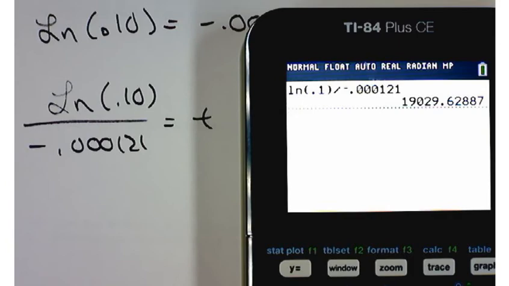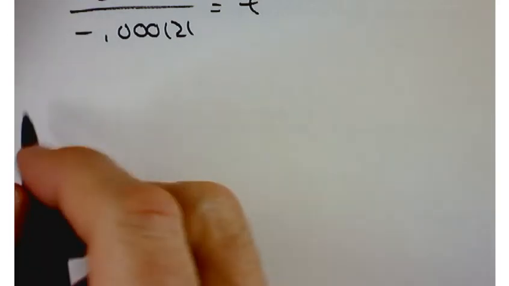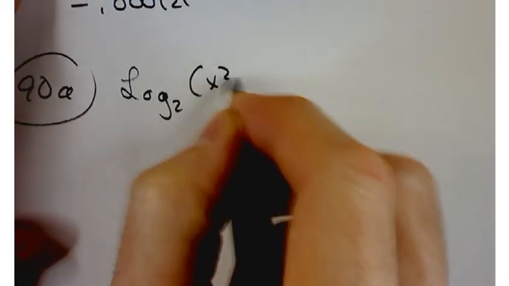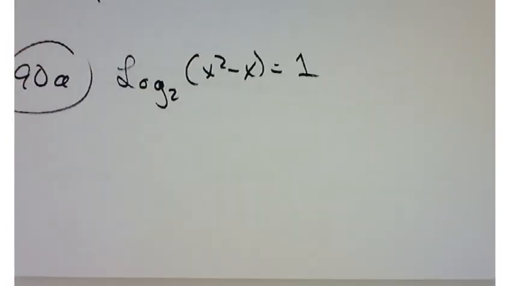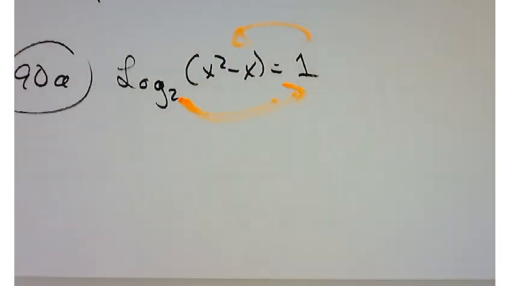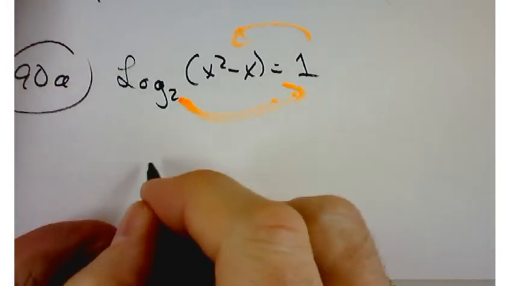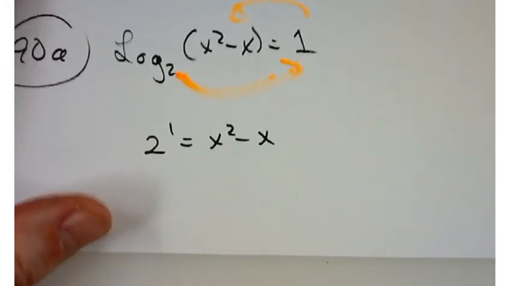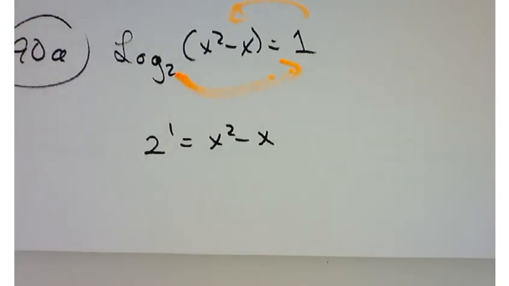Problem number 90, part A. Log base 2 of x squared minus x equals 1. How do we solve this one? Method 2. So method 2 would be this to this power equals this. Let's do this one together. This would be 2 to the first power equals x squared minus x. Okay. 2 to the first equals x squared minus x.